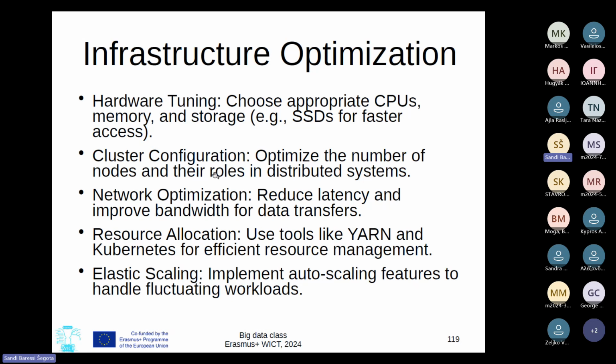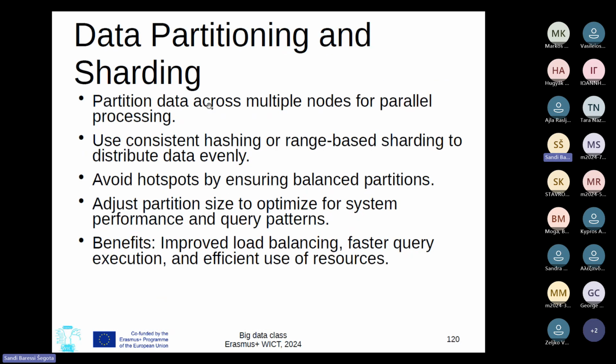And finally, you have elastic scaling. Basically, any auto-scaling features, like if you're using too much memory, access memory on another computer or something like that. Those are the elements of infrastructure optimization.